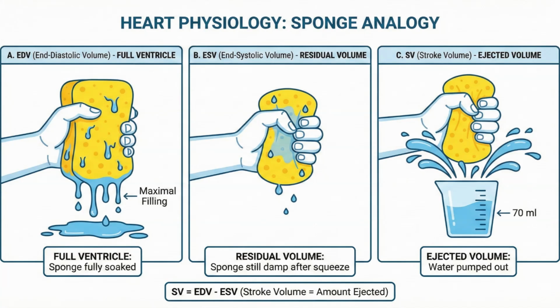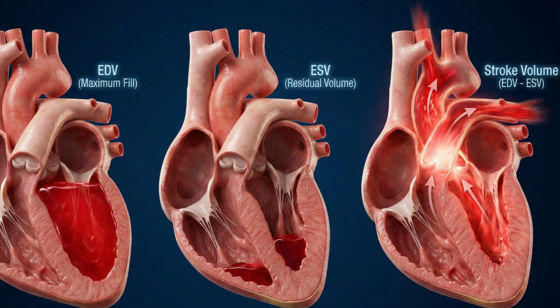Think of it as the volume per stroke. So where does this stroke volume number even come from? Well, it's actually just some simple subtraction. The ventricle fills all the way up with blood, that's its end diastolic volume. Then it contracts, whoosh, but it doesn't empty completely. The little bit of blood that's left over, that's the end systolic volume.